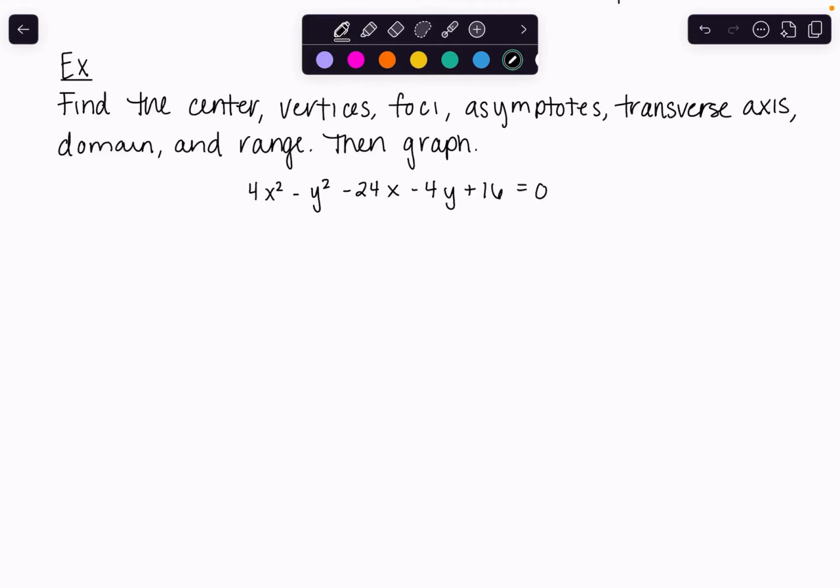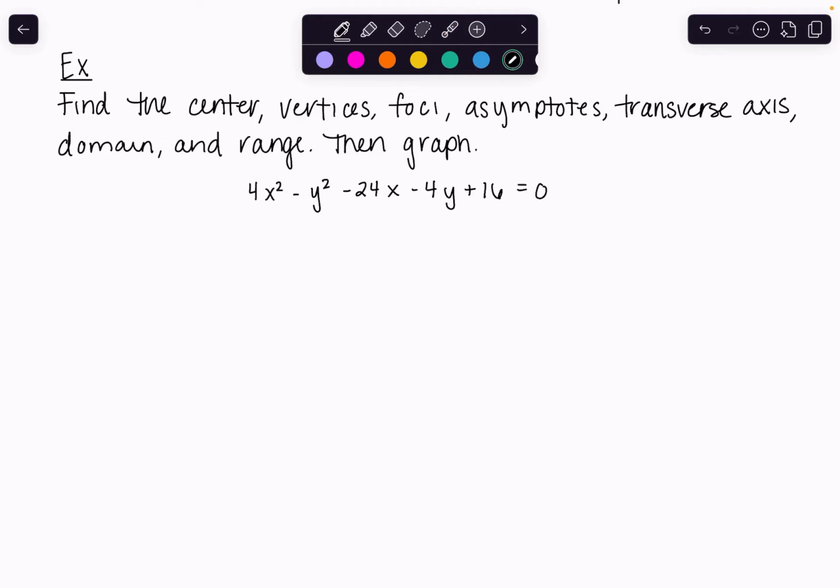So for this last example, we want to find the center, vertices, foci, asymptotes, transverse axis, domain, range, and we want to graph it. The problem with this is it is definitely not in standard form that I can immediately pick off what the center is and what's underneath my x and what's underneath y. However, I do know that it's a hyperbola because I have one positive term and one negative term.